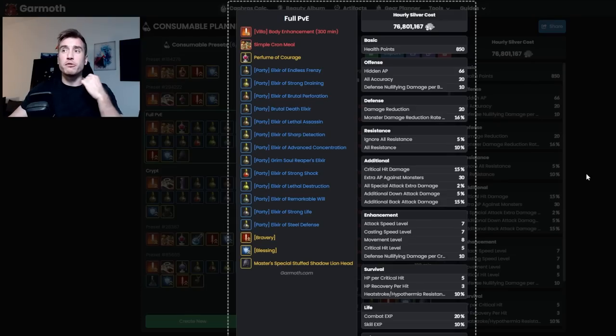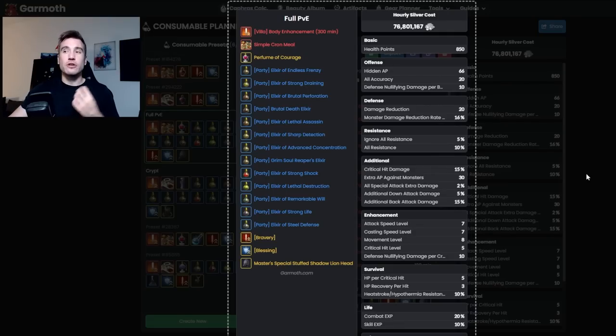So here we're running Perfume of Courage, Endless Frenzy, Strong Draining, Brutal Perforation, and Brutal Death Elixir. Now with the Perforation and Death, those two are not mandatory, they are optional, since they don't scale that well, because they're doing a flat amount of damage.